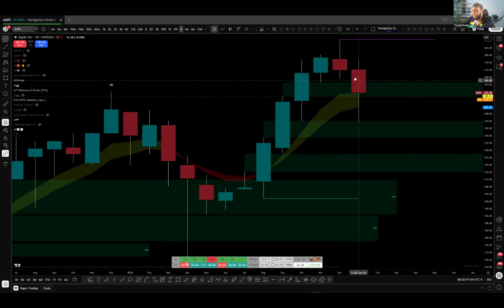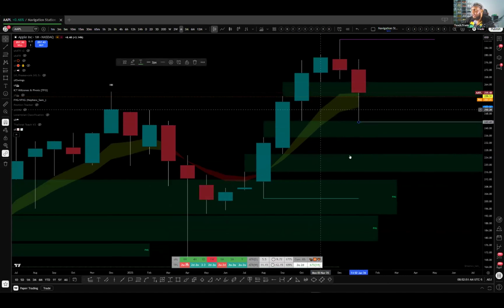But I do like, even though this is a red candle, I do like this recovery on Apple, basically hitting the low of 243 and then reversing at least from that low of the month and closing at almost $10 higher, more than $10 higher on the month.